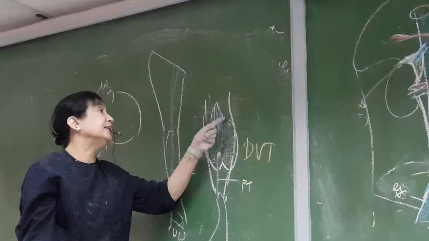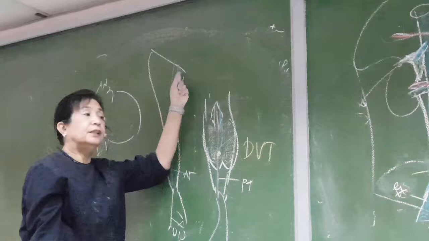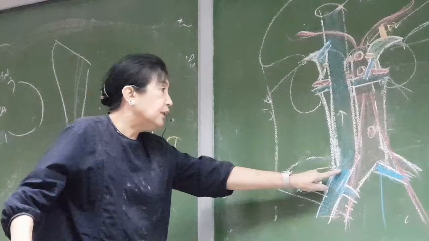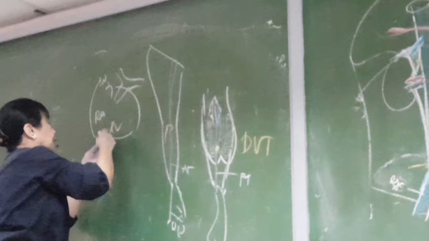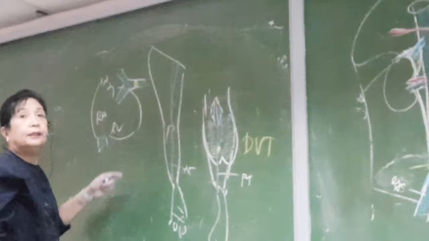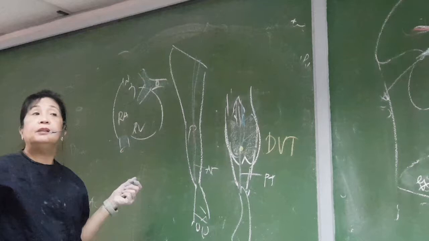What is this vein? Popliteal vein. Then what vein? Femoral vein. After the femoral, what's next? External iliac, which becomes common iliac. Then the inferior vena cava. Then what? Right atrium. After the right atrium? Right ventricle. After the right ventricle, what do you have? Pulmonary trunk, pulmonary arteries. And this can lodge, can obstruct there. And you can have sudden death. That is a pulmonary thromboembolism.